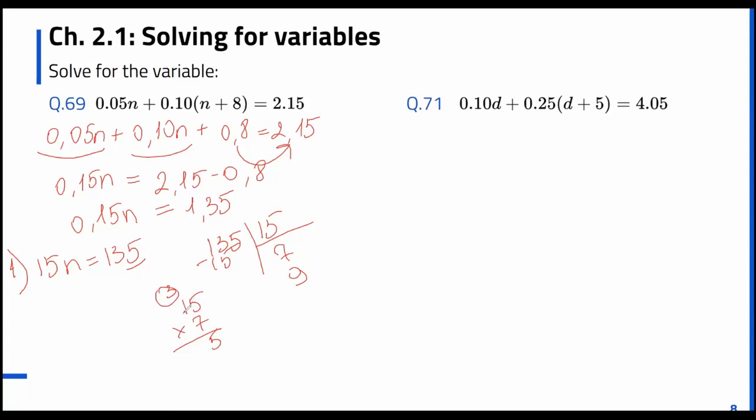7 multiplied by 1, 7, plus 3, 10. Not enough. Then we can try 9. 9 multiplied by 1, 9, plus 4, 13. Exactly what we need. So n equals 9.